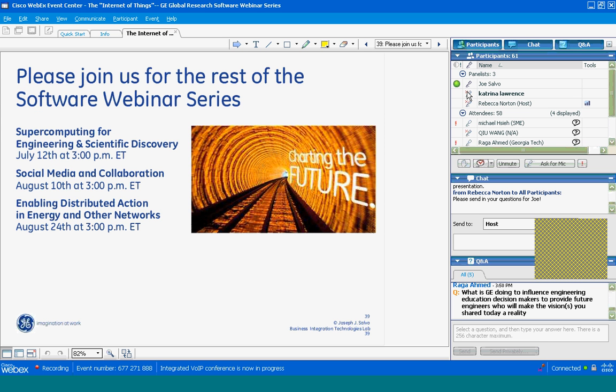Okay, we have a couple more questions. One is, I believe that web services have a business process which doesn't quite exist in the robotic services Internet of Things. Do you agree?